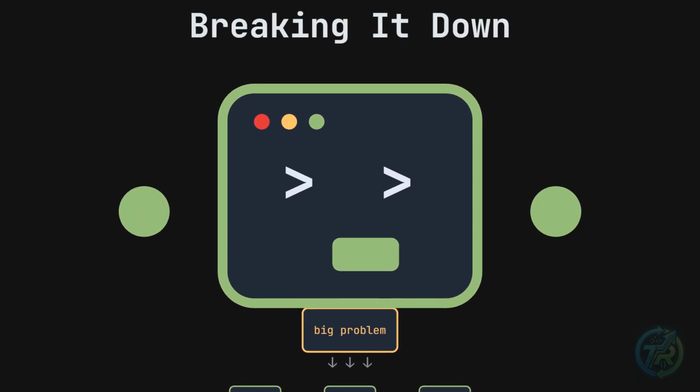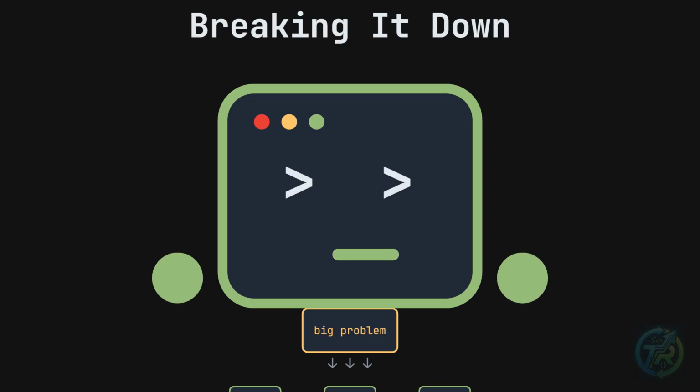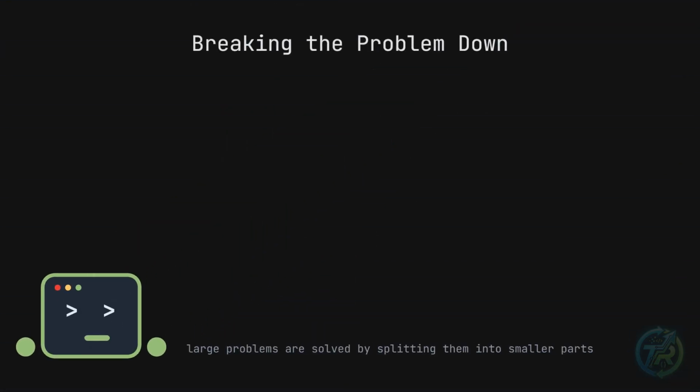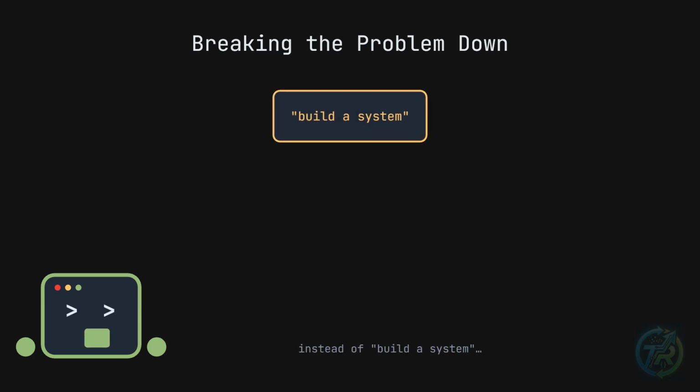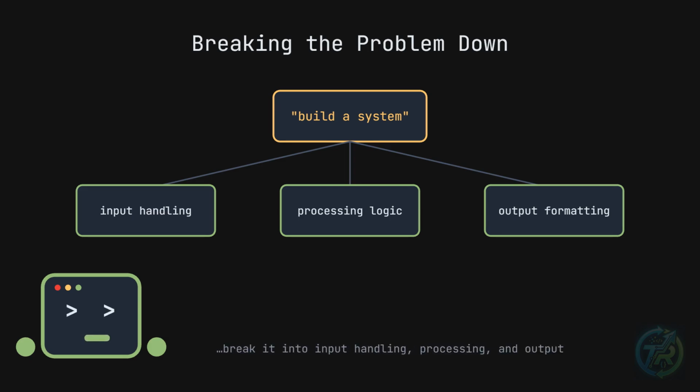Big problems become easy once you break them into small ones. Large problems are solved by splitting them into smaller parts. Instead of tackling something vague like, build a system, break it into input handling, processing logic, and output formatting. This is called decomposition, and it's the single habit that makes hard problems feel manageable.